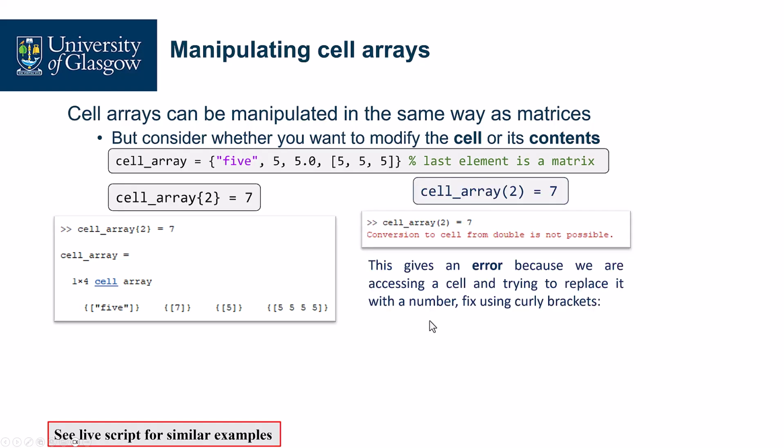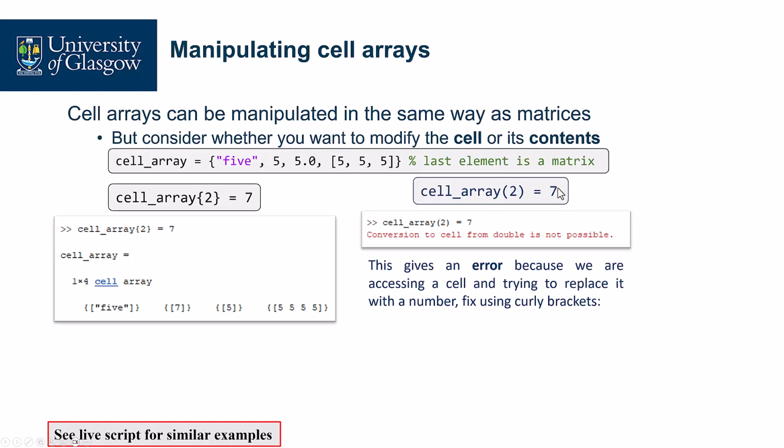Oppositely, if we write cell array parentheses 2 equals 7, it gives us a syntax error. It says conversion to cell from double is not possible. What does this mean? I use parentheses here. The cell array 2, what does this one return?